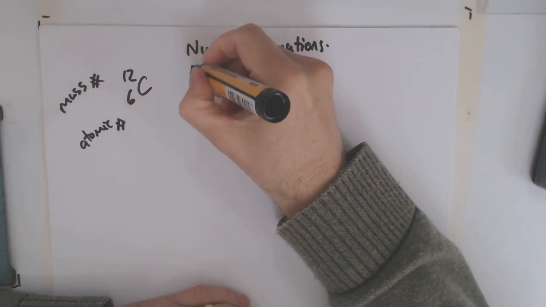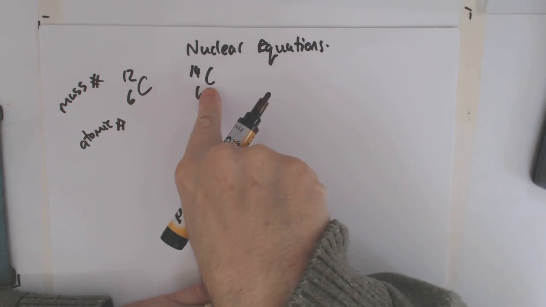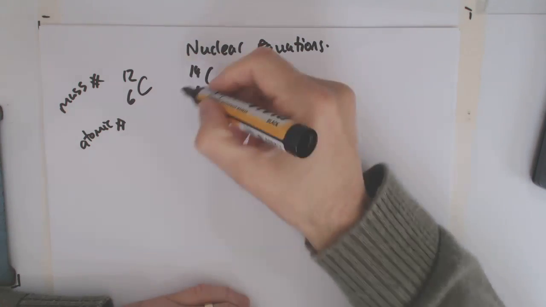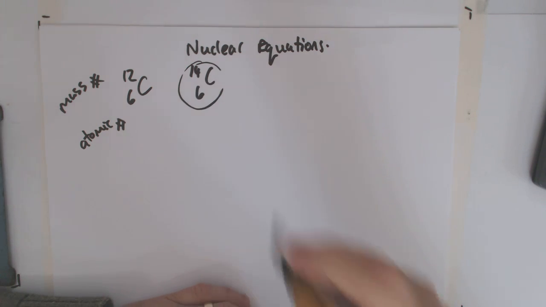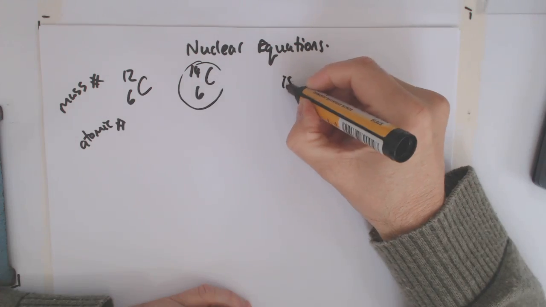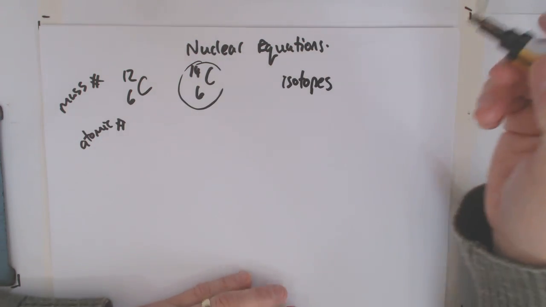So we know that carbon-14 is still carbon, and that this one must have 8 neutrons and this one must have 6. This is the radioactive carbon. You can't see that just looking at it. So most elements have what are called isotopes. Most probably have 3, 4, 5 different isotopes.